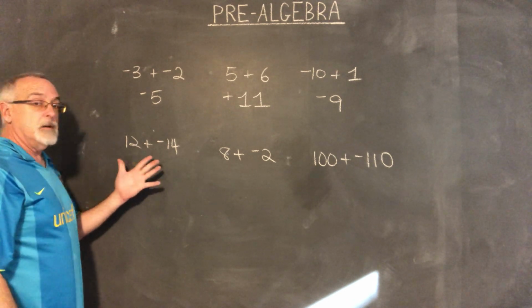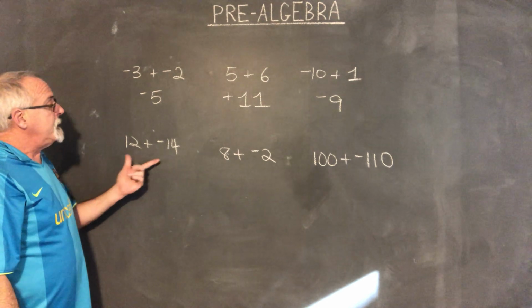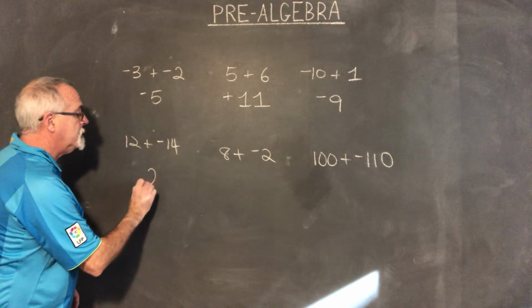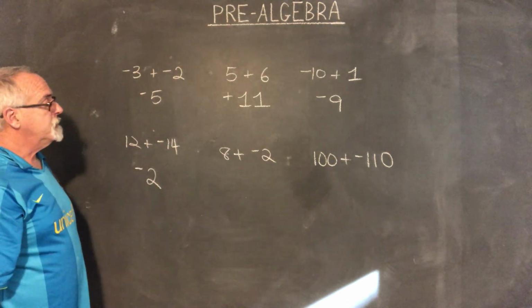12 plus -14. Closer together, but 14 is still bigger than 12. One's positive, one's negative, so I subtract instead. 14 minus 12 is 2. The larger number is the 14, and it's negative, so my answer is -2.